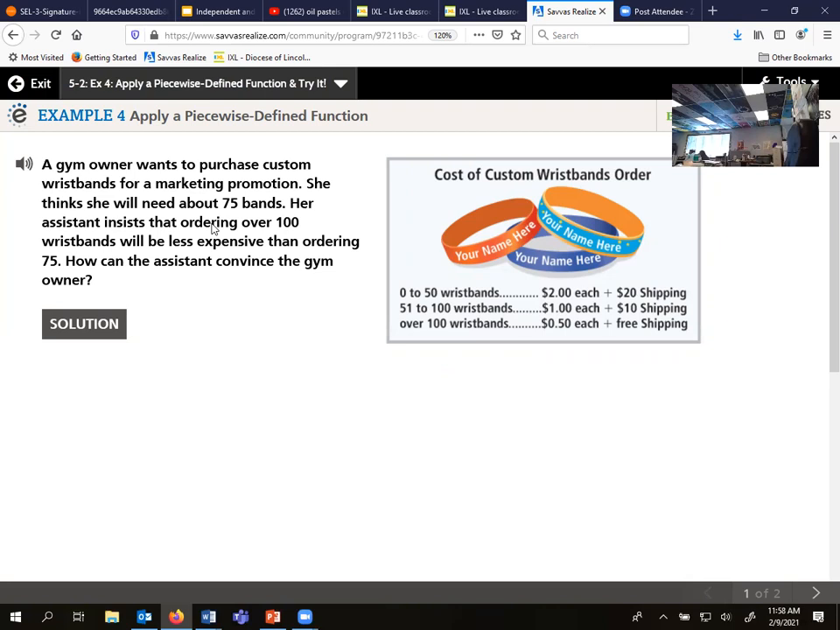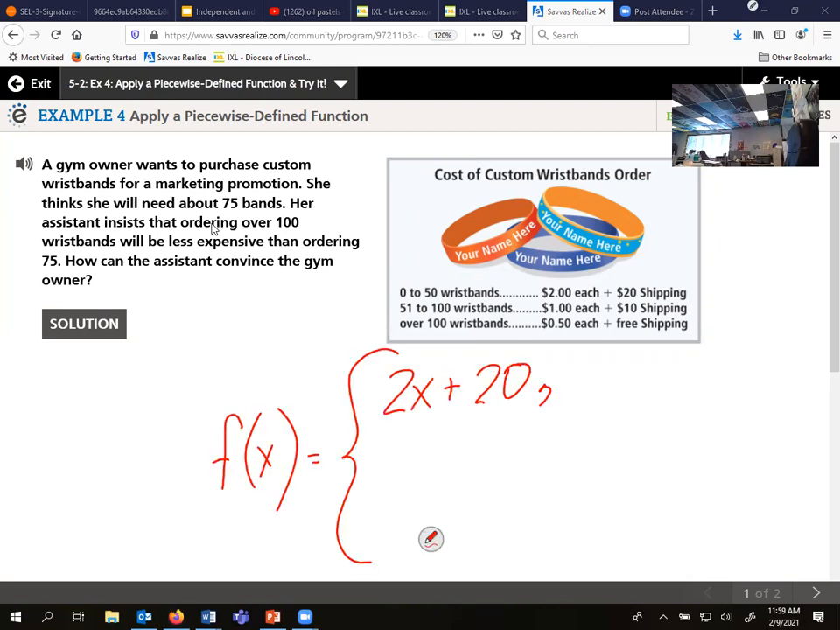Okay, so we're going to make a graph to show that, but it's important to look over here at the pricing. It shows that each wristband costs a different amount. If you order 0 to 50 wristbands, it's $2 per band plus $20. 51 to 100 wristbands are $1 each plus $10 shipping. And over 100 wristbands, you're paying 50 cents each plus free shipping. So the assistant thinks over 100 is going to be cheaper overall than only buying 75. We can think about this as a piecewise concept.